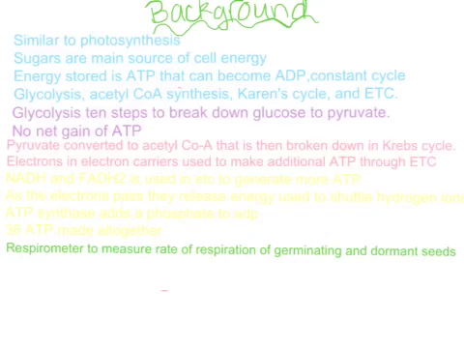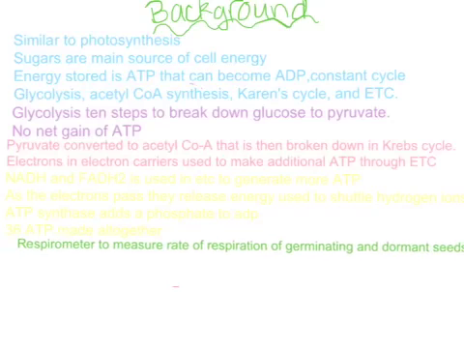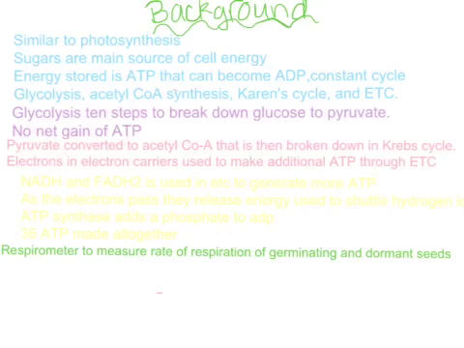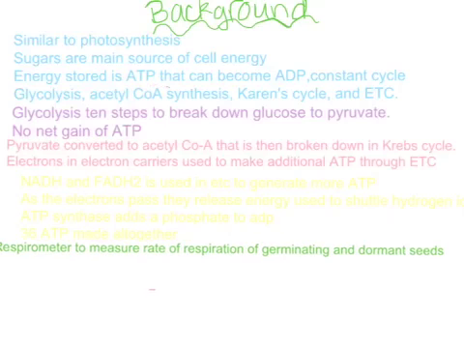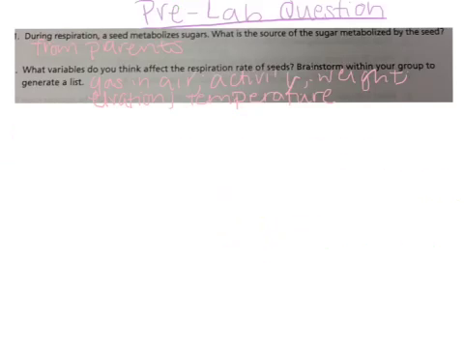36 ATP made altogether. A respirometer is used to measure the rate of respiration of germinating and dormant seeds. Now we have our pre-lab questions.